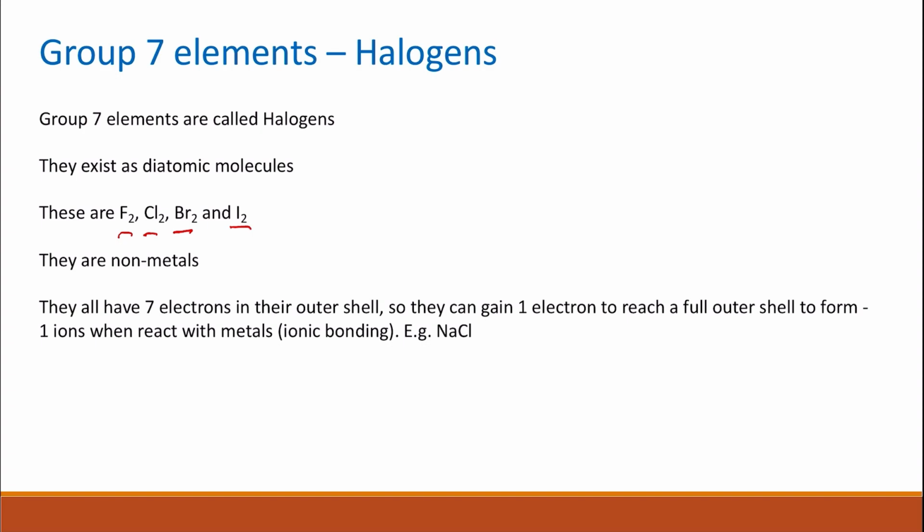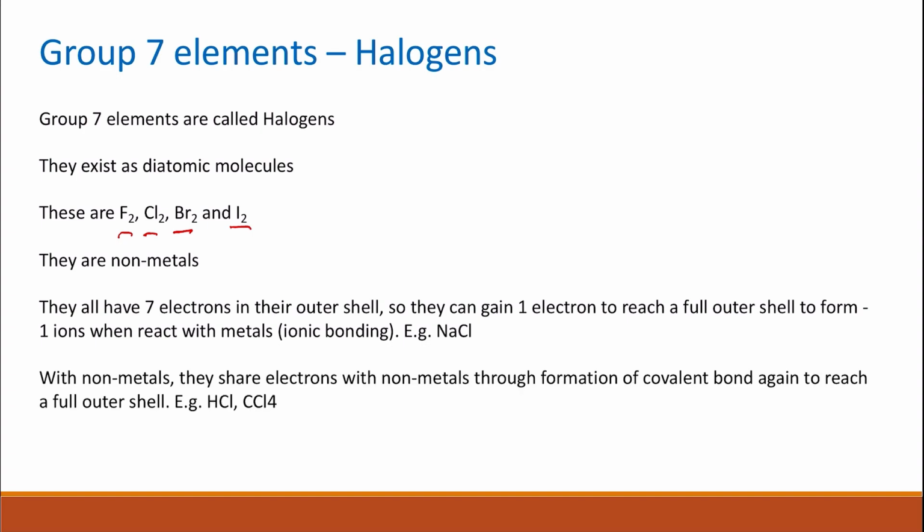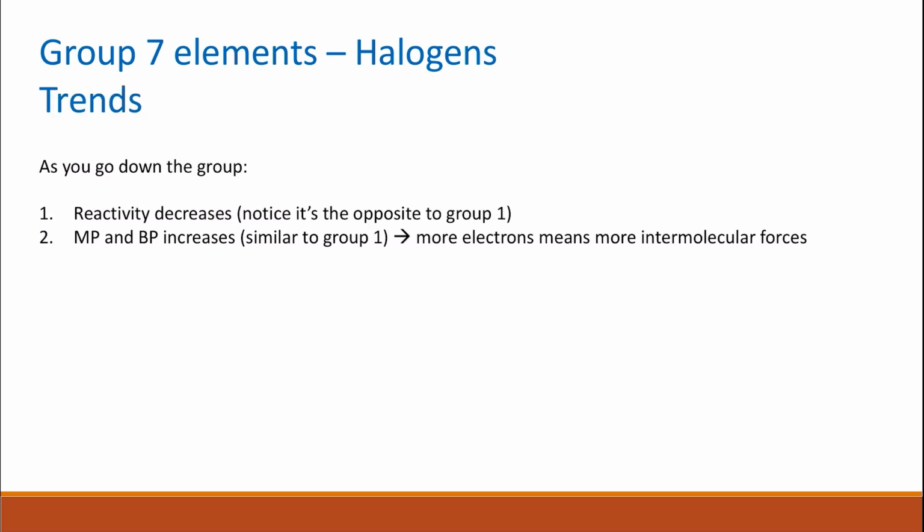They mainly do that when they react with metal. While with nonmetals, they don't gain electrons, but they rather share electrons with other nonmetals and they give covalent compounds. Reactivity trends for halogens: you're going to notice that chemical reactivity will be the opposite to group 1 elements. So reactivity of the halogens will decrease as we go down the group.